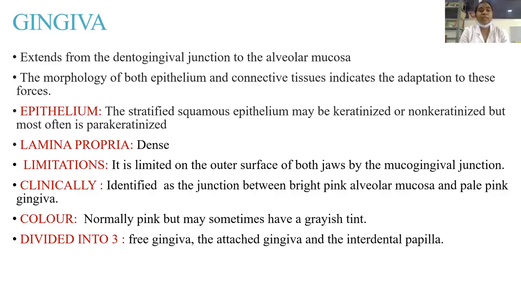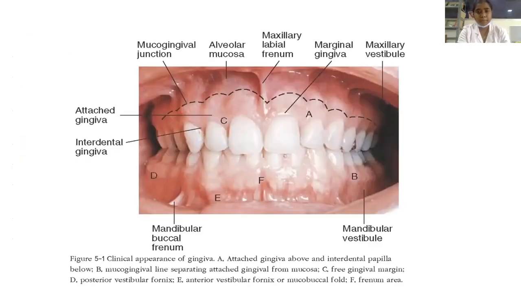Next, lamina propria. Limitations: it is limited on the outer surface of both jaws by the mucogingival junction. Clinically, it is identified as the junction between the bright pink alveolar mucosa and pale pink gingiva. The color is normally pink but may sometimes have a grayish tint. It is divided into three types: free gingiva, attached gingiva, and interdental papilla.